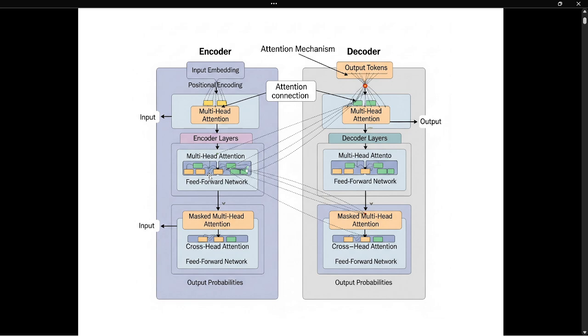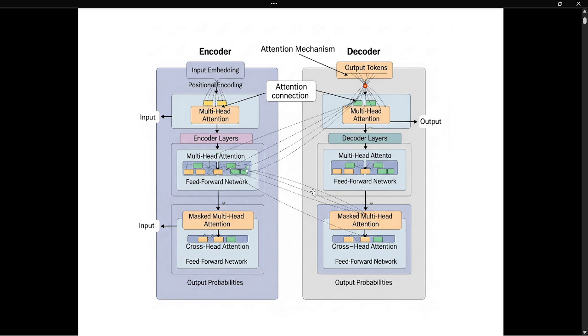Then a small feed forward network refines it. This way we get the encoder output, which is basically a rich representation of the whole input sentence.